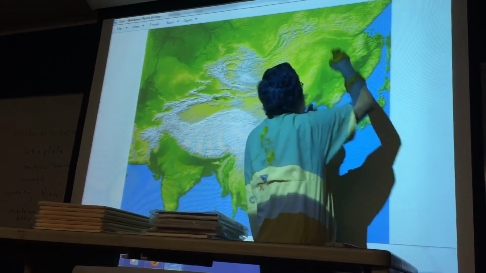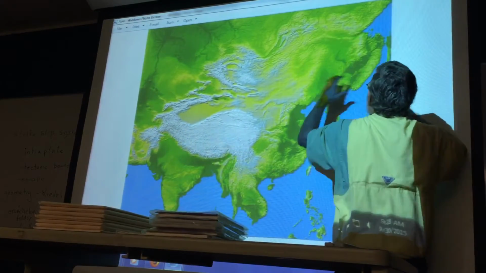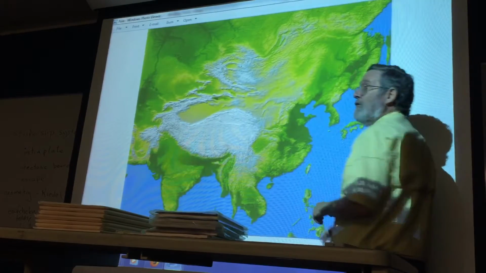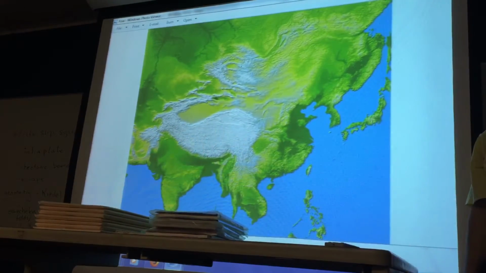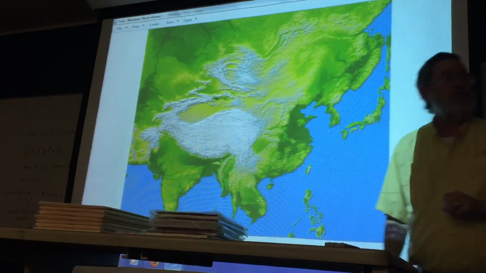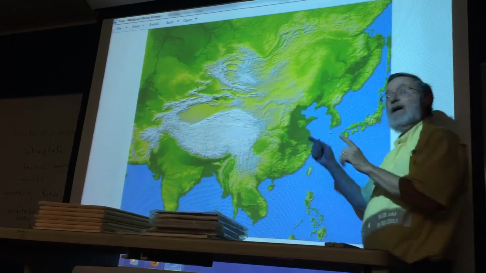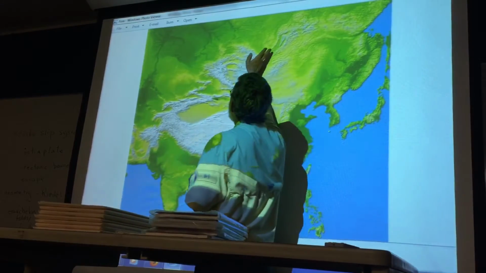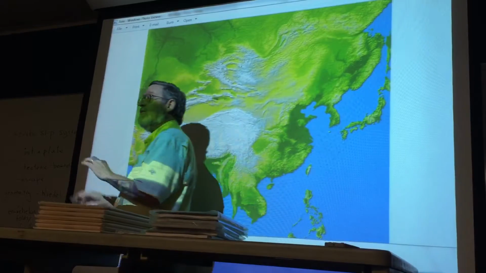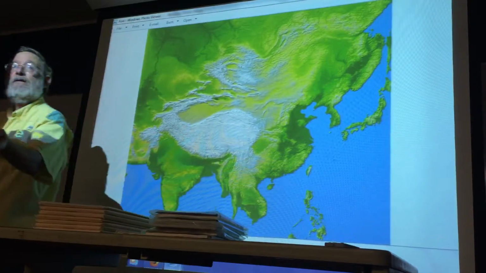If you look at the drainages, we see another system up here. This has been squeezed outward based on the collision with India. That outward displacement has caused the opening of the Baikal system.